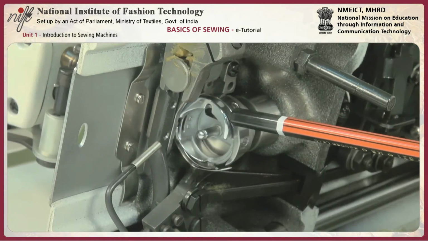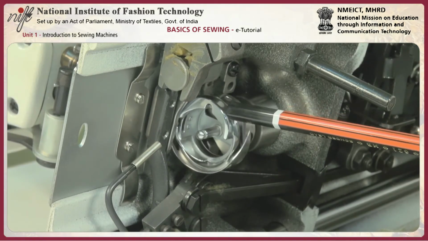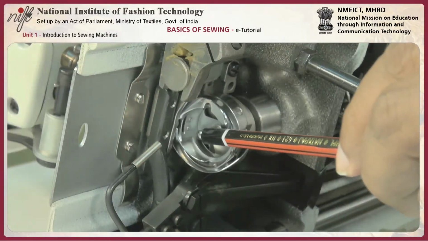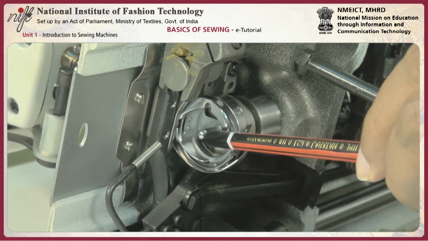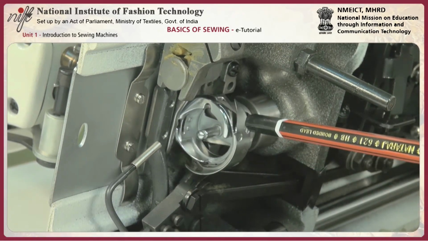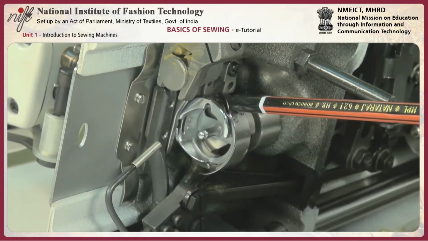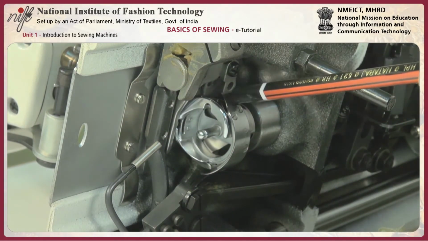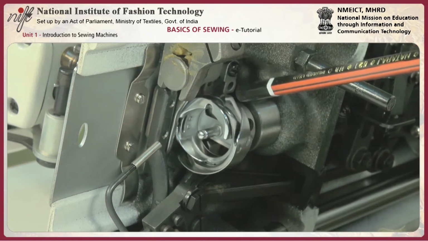Rotating entire set is called shuttle and hook. The purpose of this shuttle and hook: in this part we have to fix the bobbin and bobbin case, and this part catches the needle thread and helps to make loops.